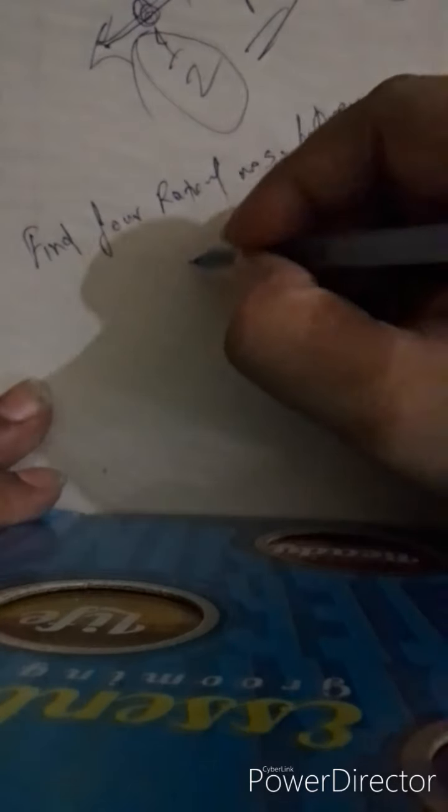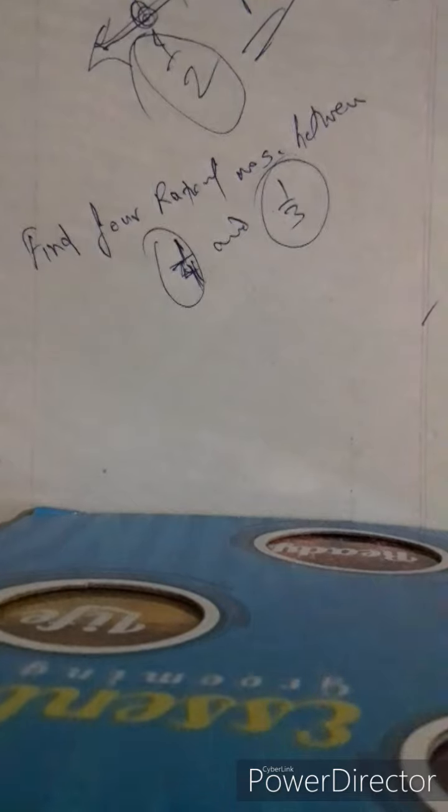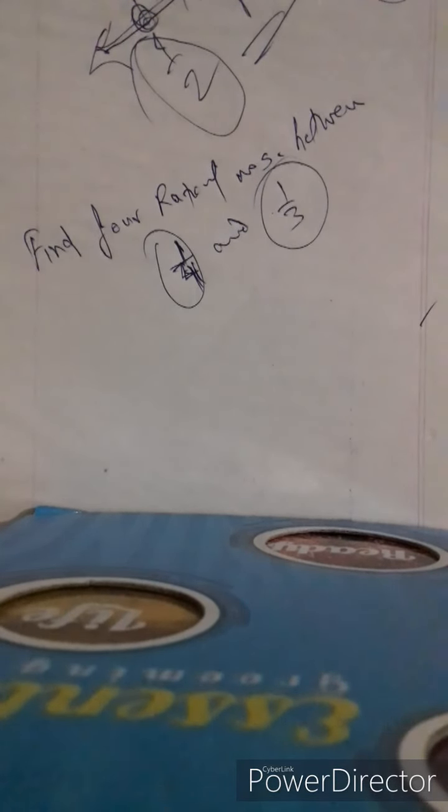Now we'll take a look at an example. We have to find four rational numbers between 1 by 4 and 1 by 3. Two rational numbers, 1 by 4 and 1 by 3, are given. We have to find four rational numbers in between them.